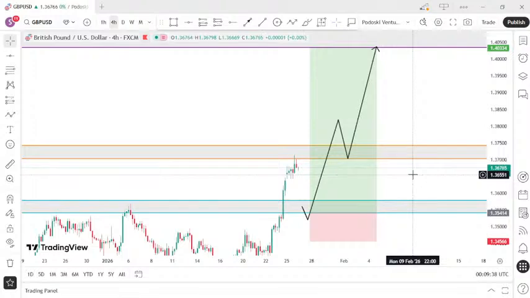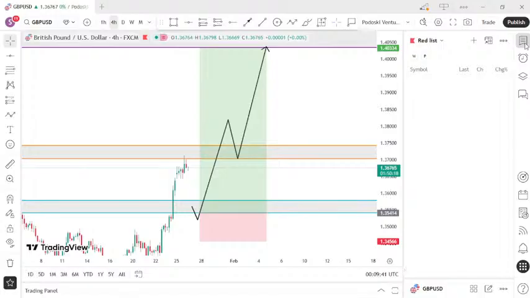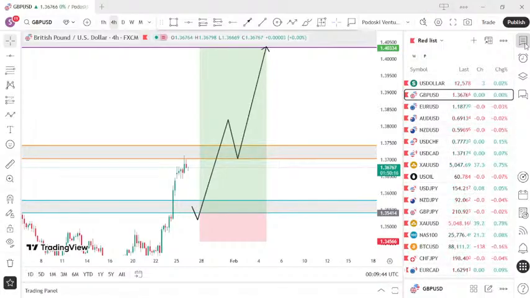Alright, so that's that on GBP USD. Let's move on to the next pair. I had a couple of pairs for pre-market analysis. So, okay, let's look at NZDUSD.